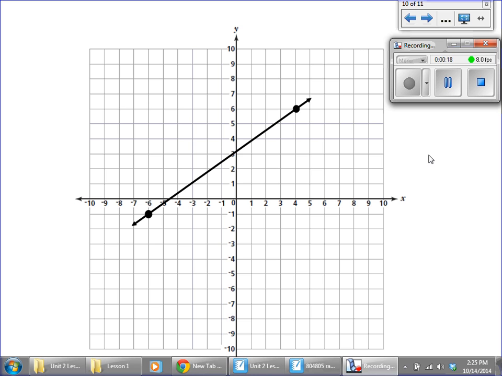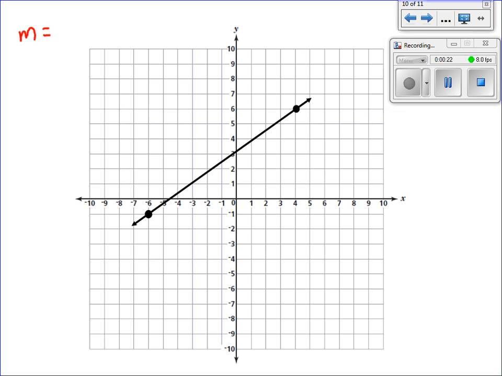So if you remember from class today, slope, which is represented by the letter M, equals rise over run, or that's the same thing as saying the vertical change over the horizontal change. So we need to figure out the change from this point in the bottom left to this point in the top right. We need to figure out how much it changes vertically and how much it changes horizontally.